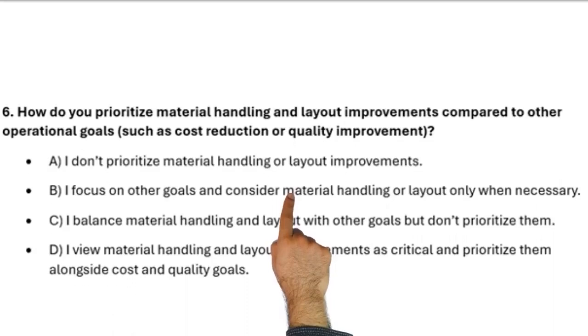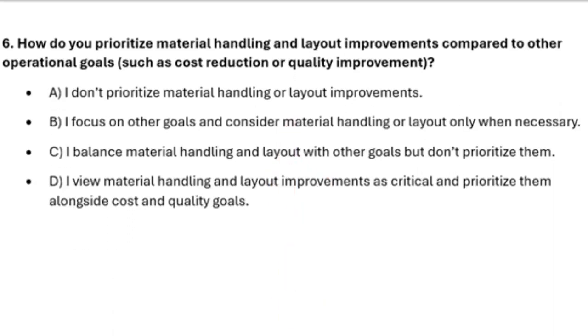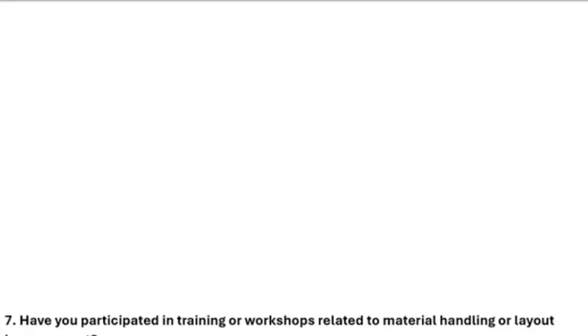6. How do you prioritize material handling and layout improvements compared to other operational goals, such as cost reduction or quality improvement? A. I don't prioritize material handling or layout improvements. B. I focus on other goals and consider material handling or layout only when necessary. C. I balance material handling and layout with other goals but don't prioritize them. D. I view material handling and layout improvements as critical and prioritize them alongside cost and quality goals.